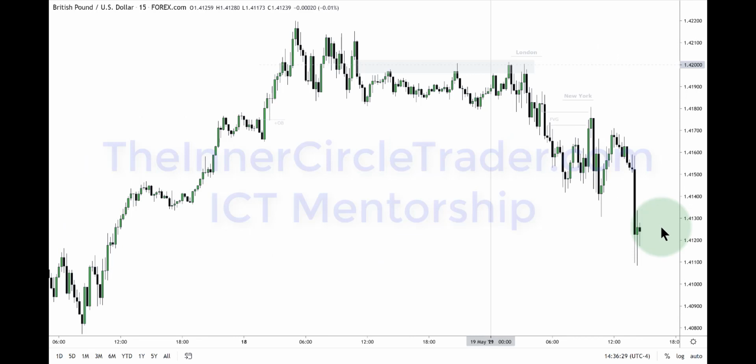Pound dollar, 15-minute time frame. This shaded area here is a fair value gap. I just didn't want to put a lot of lines on top of and in close proximity to that 142 big figure. I wanted it to be a little bit easier to see.